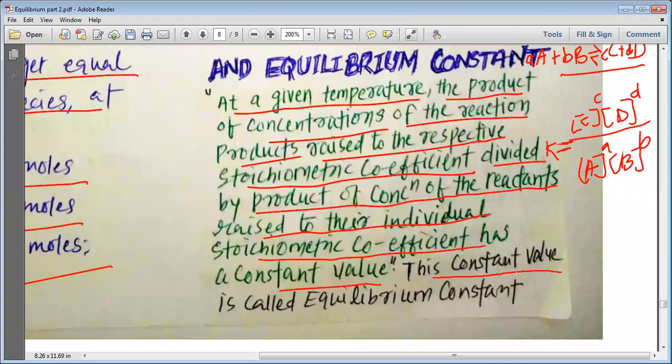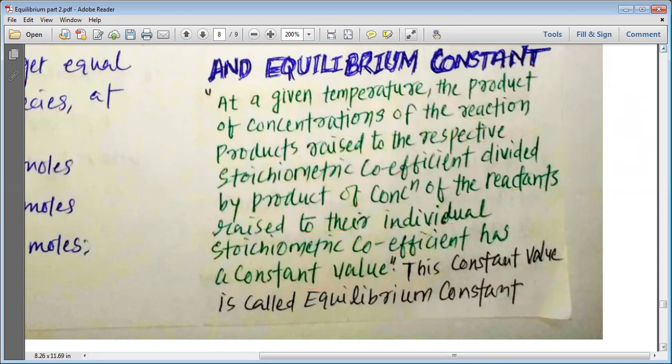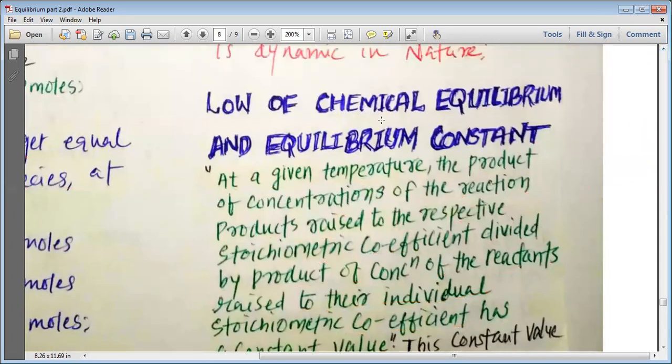This constant value is called the equilibrium constant. This K is known as the equilibrium constant. And this law, which I have written with the green pen, my dear students, is actually the law of chemical equilibrium.